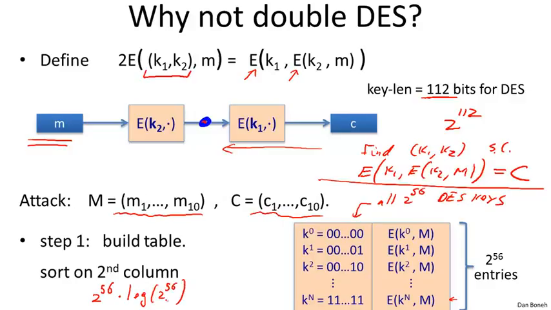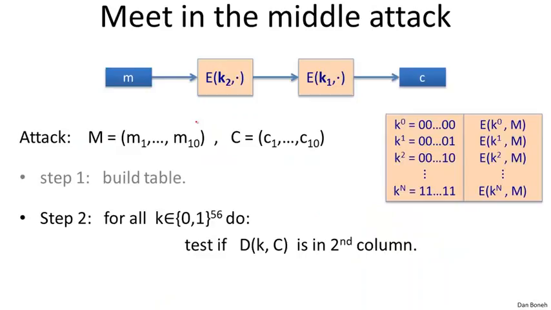Now that we have this table, we've essentially built all possible values in the forward direction for this point. Now we're going to do the meet in the middle attack, where we try to go in the reverse direction with all possible keys K. Essentially, we compute the decryption of C under all possible keys K1. Now for each potential decryption, remember the table holds all possible values at the midpoint. So for each possible decryption, we check, hey, is the decryption in the second column of the table? If it is in the table, then aha, we found a match.